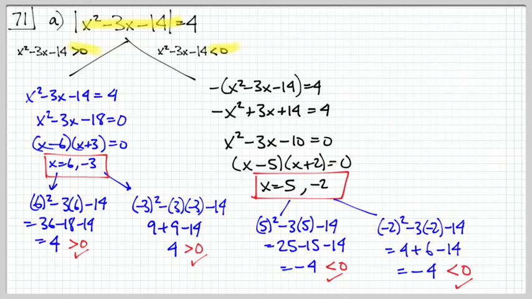I'm going to check each one of these. And these are okay too, because if I get negative 4 inside here, the absolute value of negative 4 is 4, and same with this one here. So all 4 of these answers are true answers.